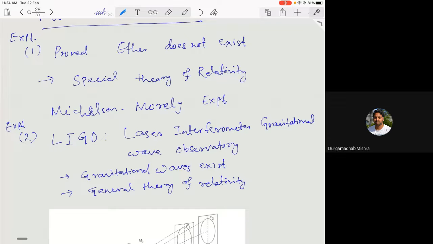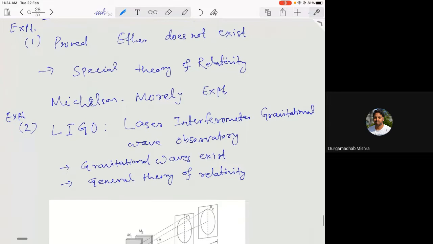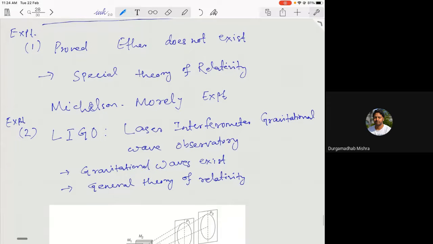This LIGO experiment, the confirmation of the existence of gravitational waves, was done, I think, in 1915 September or 1916, around that time. So very recently, and this showed that gravitational waves exist, which Einstein proposed in the general theory of relativity, which was a hypothesis until that time. So that's why this experiment is really very interesting from a physics point of view.